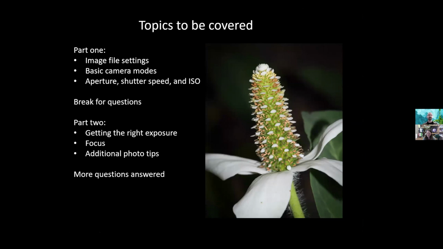All right, anyway, so topics to be addressed. We're going to split this into two sessions, as she mentioned. The first half is going to focus on image file settings, basic camera modes, and then aperture, shutter speed, and ISO, which go hand in hand with those basic camera modes. We'll break for questions focusing on that stuff. After that, we'll be going into getting the right exposure, some tips on focus, and then some various other tips, and then go into the rest of the question periods.